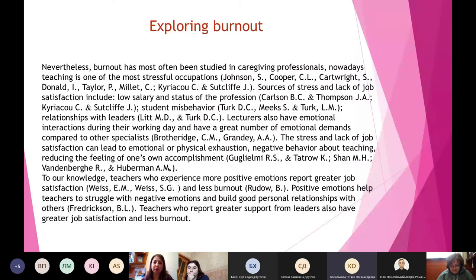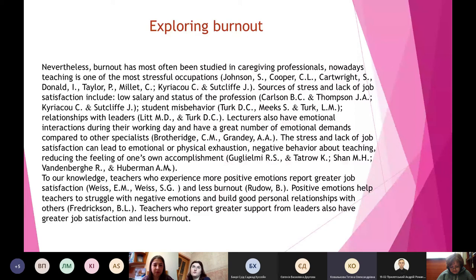Another symptom of burnout, which is anxiety, was determined as a feeling of fear and concern that wasn't associated with a specific situation. Also, anxiety was investigated as a special test taking anxiety. Nevertheless, burnout has most often been studied in caregiving professionals. Nowadays, teaching is one of the most stressful occupations.